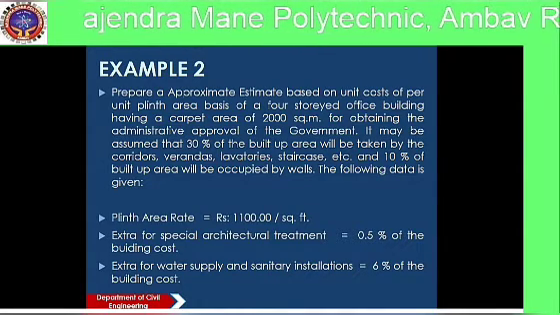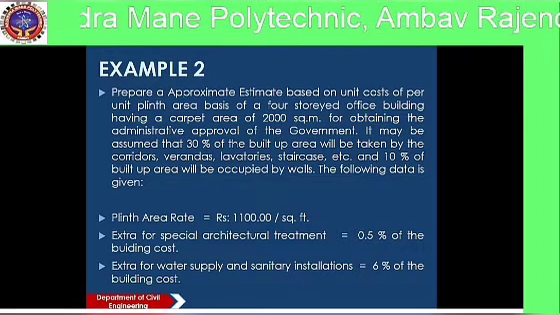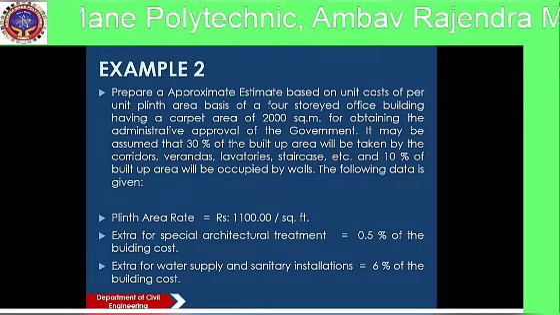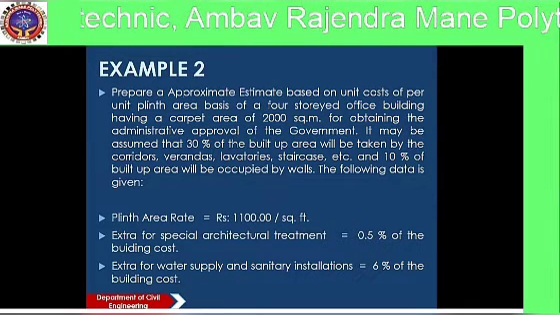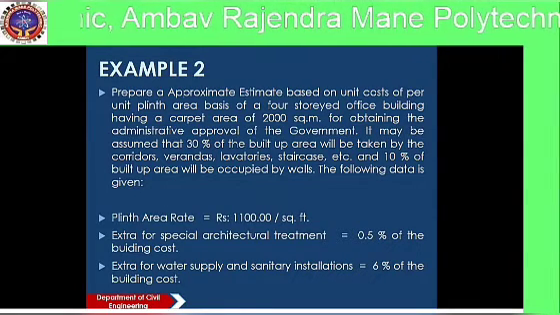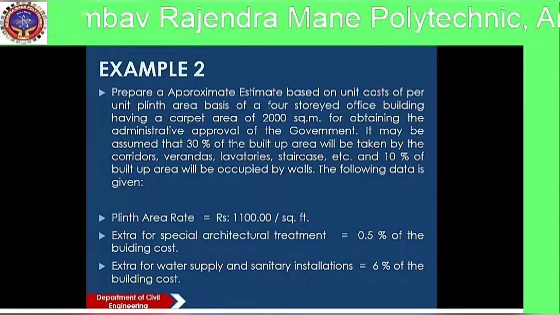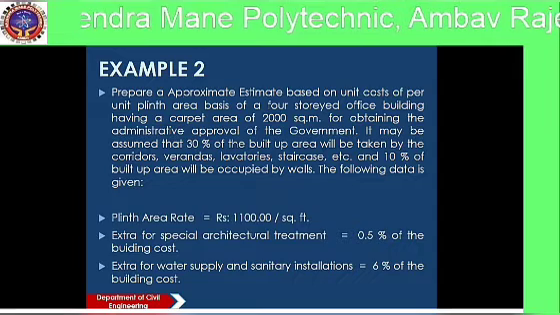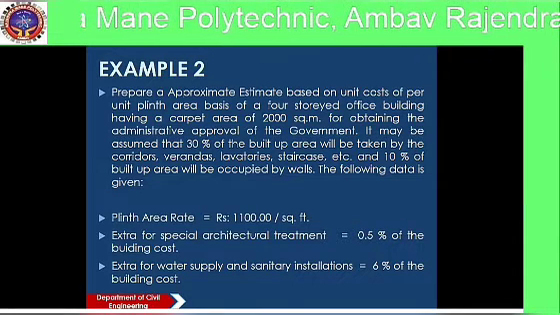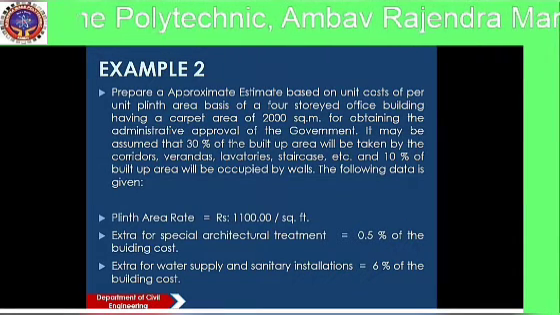For obtaining the administrative approval of the government, it may be assumed that 30% of the built-up area will be taken by corridors, verandas, lavatories, staircases, etc. and 10% of built-up area will be occupied by walls. The following data is given.